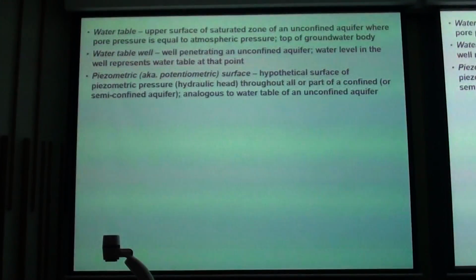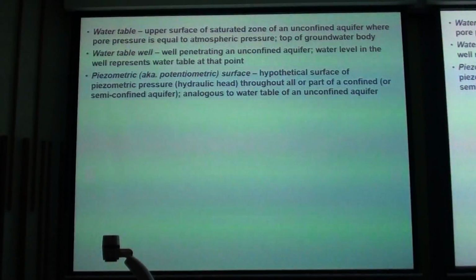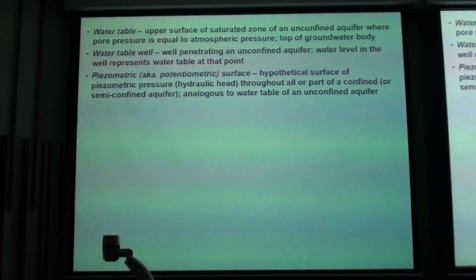This is important, the piezometric surface. It's a hypothetical surface of pressure, hydraulic head, through all of, or part of, a confined aquifer. It only applies to confined aquifers. And I'll show you a picture of what this means in a minute.